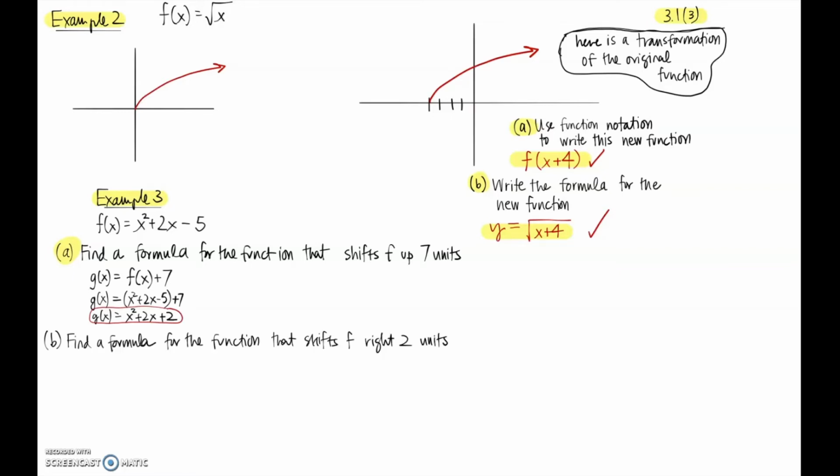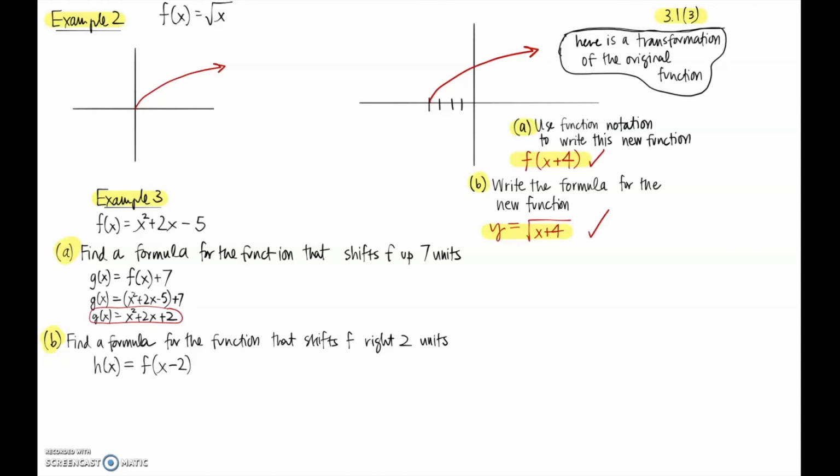Next, we're asked to find a formula for the function that shifts f right 2 units. So we want a formula. So we don't want to refer back to f in the end. We want just a formula for inputs and outputs. So let's see, but we want to shift f right 2 units. So this means when we're shifting horizontally to the right 2 units, that'll be like x minus 2 in the input. We'll call this new function h of x, and h of x should equal f of x. Let's see, should it be plus or minus 2? If we're shifting to the right, it's that minus 2.